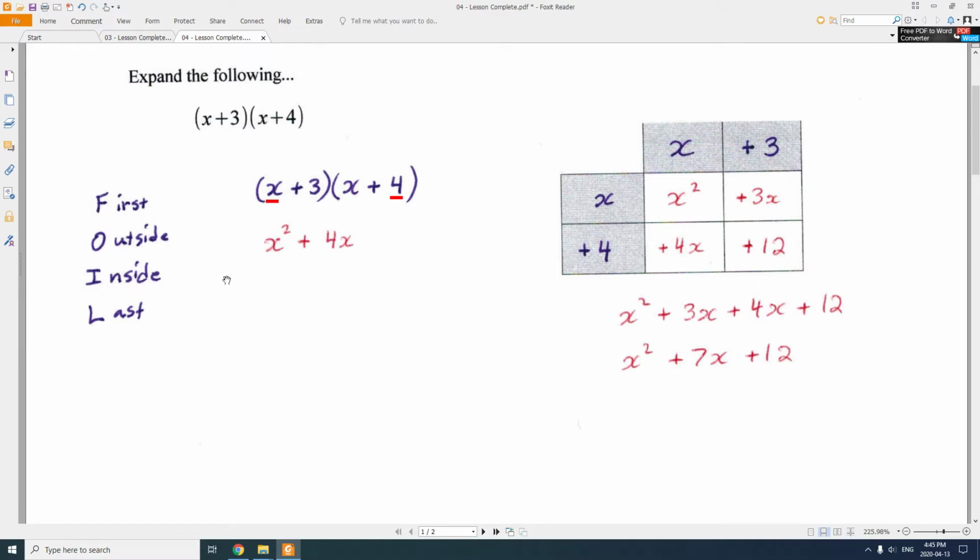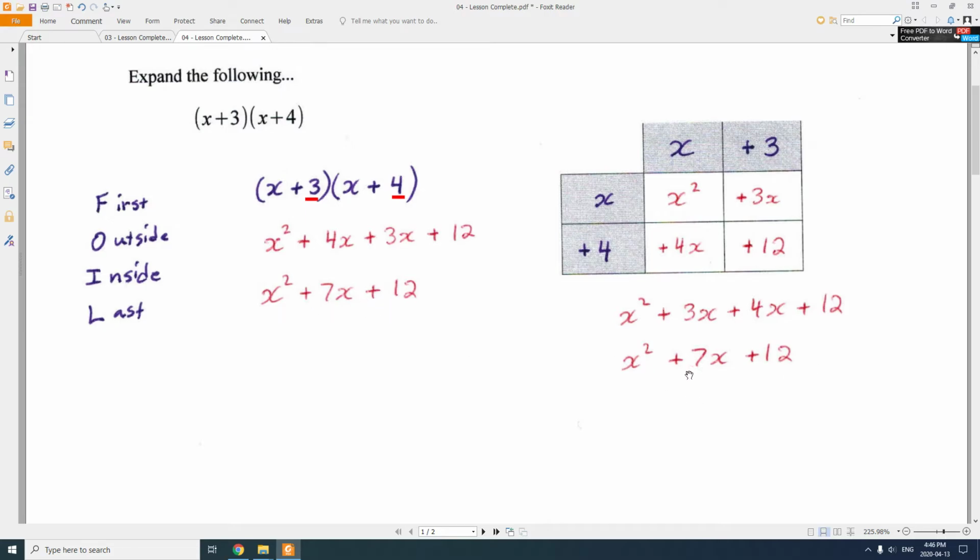Done that. Next one, now I multiply the inside terms. Goes to the insides. 3 times x is 3x. And now I multiply the last term in each bracket. 3 times 4 is 12. Okay, I'm almost done. I just need to join some like terms together. Once again, 4x plus 3x is 7x. So I'll rewrite it as x squared plus 7x plus 12.